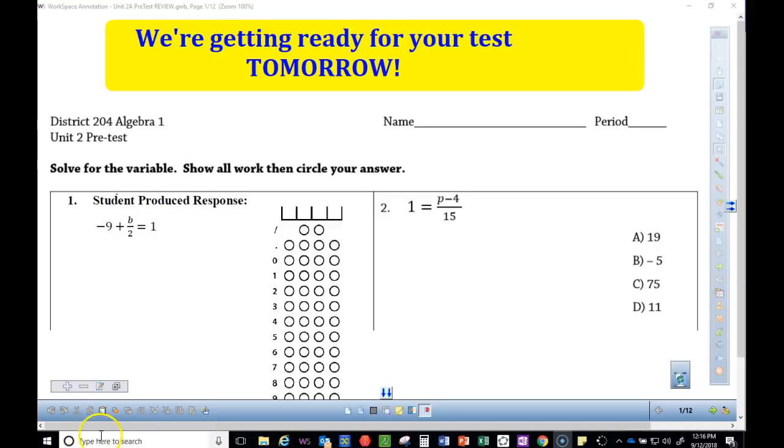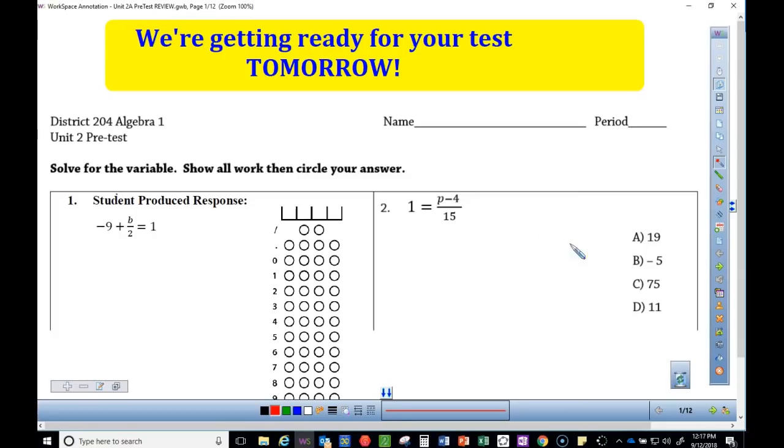Alright guys, let's make sure you're ready for that big Unit 2A test tomorrow. Unit 2 is the whole foundation for these next 3 years of math. We gotta make sure we can solve equations. So you've been working really hard. You know what you're doing. Now let's put it to the test.